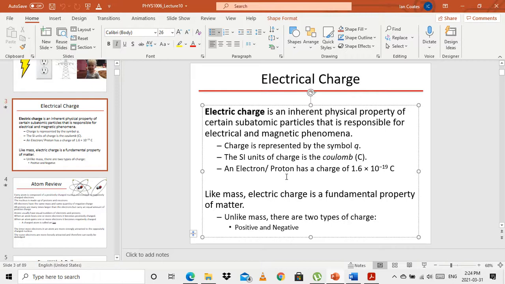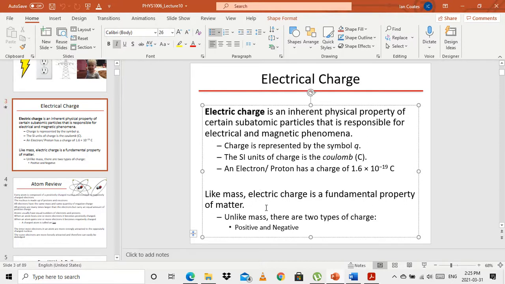This one here is a good one to know. It's written on your formula sheet. One electron or one proton has a charge of 1.6 times 10 to the negative 19 coulombs. That's a constant. So for electrons, that would be negative 1.6, and for protons, that would be positive.